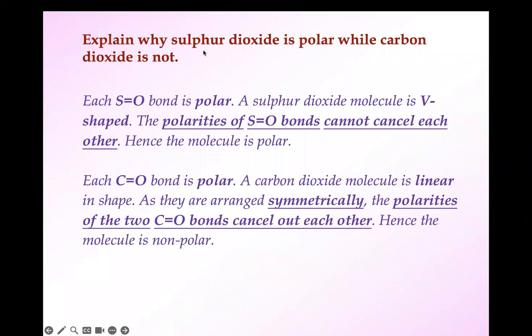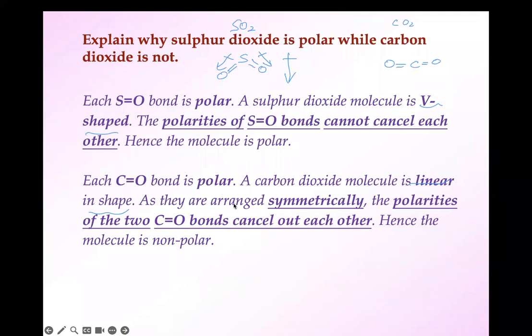How about SO2 being polar while carbon dioxide is non-polar? Now remember, we are not talking about the number of atoms. We need to think about the shape of the molecule. SO2 adopts the V shape, while carbon dioxide, CO2, adopts the linear shape. So the first thing is about the shape. The polarities of SO2 cannot cancel with each other. Oxygen bears a higher electronegativity. Overall, it will be drawing to the bottom. Oxygen bears the delta negative, while sulfur bears the delta positive.